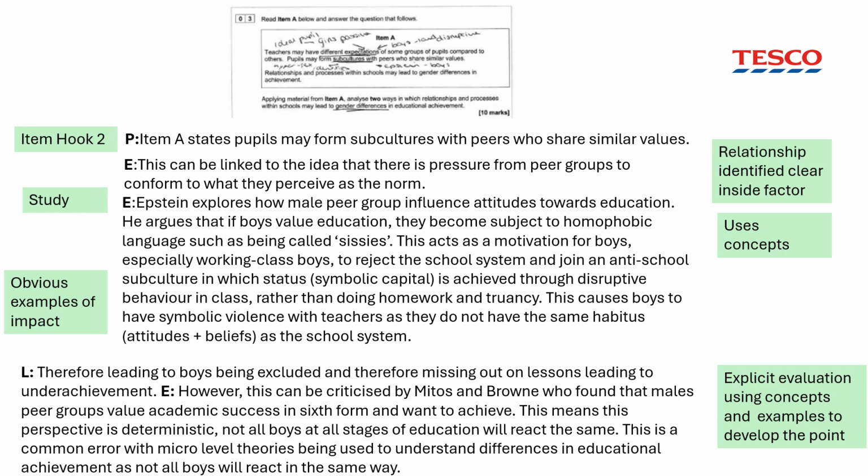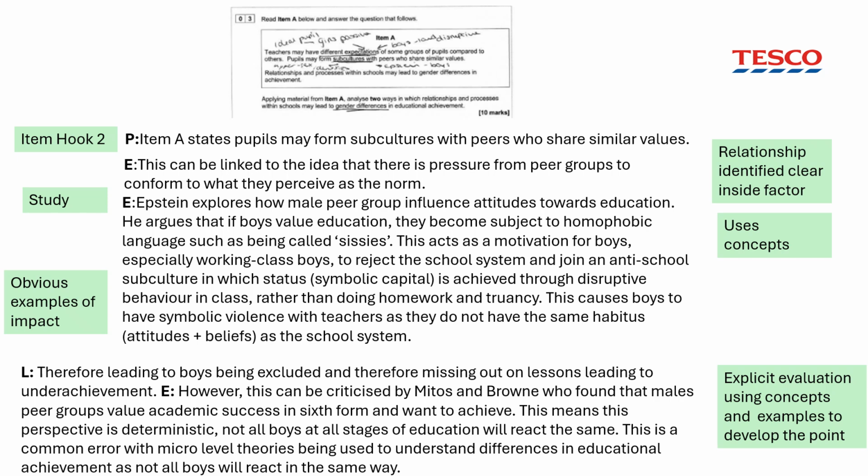Now the evaluation has to be explicit to get into the top band again. So this can be criticised by Mitsos and Brown. So we've got another study who found that male peer groups value academic success in sixth form and want to achieve. This means this perspective is deterministic. Not all boys at all stages of education will react the same. This is a common error when looking at a micro level theory to understand achievement.